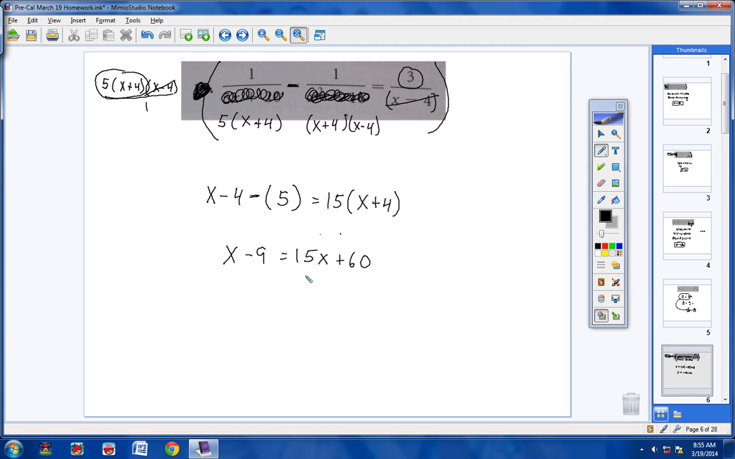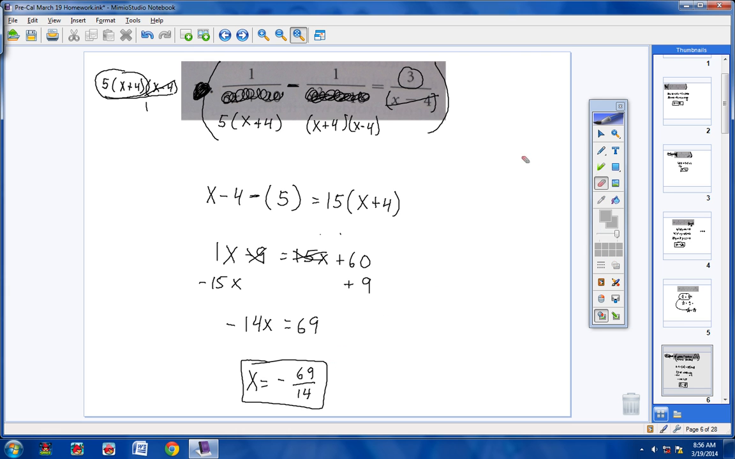And now we're going to go ahead and solve. I'm going to bring my 15x over here. When I do, it becomes a negative 15x. I'm going to bring my negative 9 to the other side. When I do, it becomes a positive 9. And now I'm left with negative 14x, because there's a 1 here, don't forget. And then 60 plus 9 is 69. Now divide both sides by negative 14, and 69 divided by negative 14 is negative 69 over 14. And you cannot reduce that. Now, I'm going to admit to you, this is a real difficult one to check.